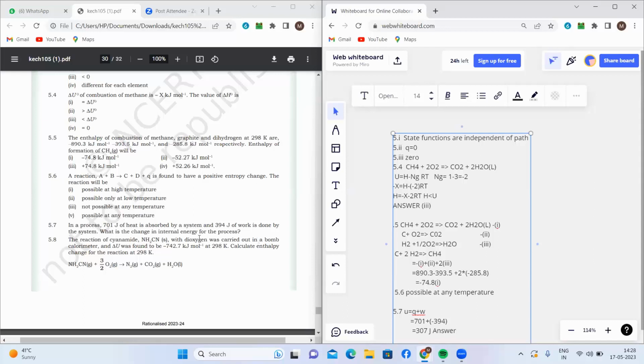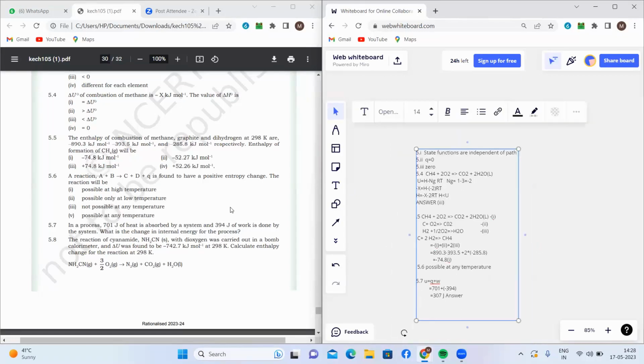So what we learn from this question is, when the heat is absorbed, it is taken to be positive. मतलब जब heat absorb की जाती है उसको positive लिया जाता है और जब heat release होती है तब उसको हम लोग negative लेते हैं. And same is the thing with work, like when work is done by the system, it is taken to be negative, and when work is done on the system, it is taken to be positive. Okay, let's move ahead to next question.